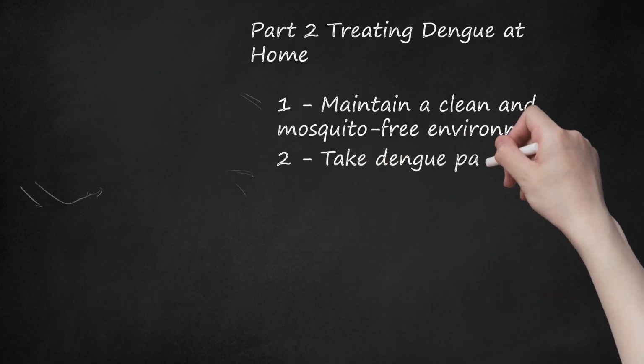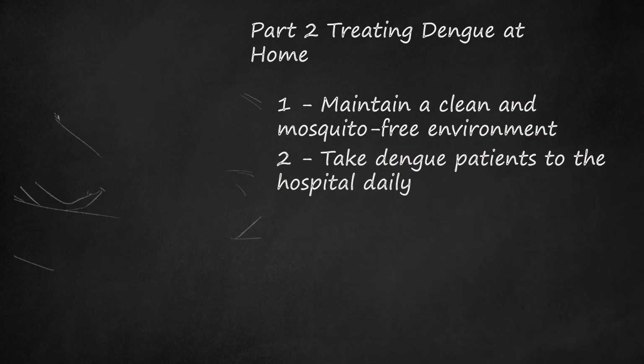2. Take dengue patients to the hospital daily. Dengue patients must go to the hospital every day to have their fever and blood count assessed. These daily visits must occur as long as the patient exhibits a fever of more than 37.5 degrees Celsius, 100 degrees Fahrenheit.